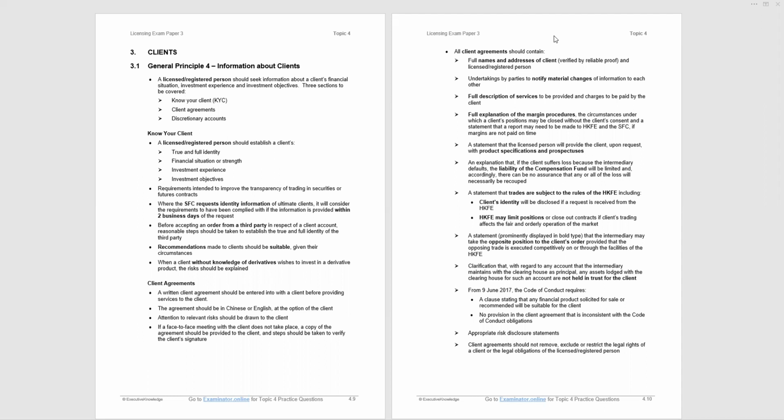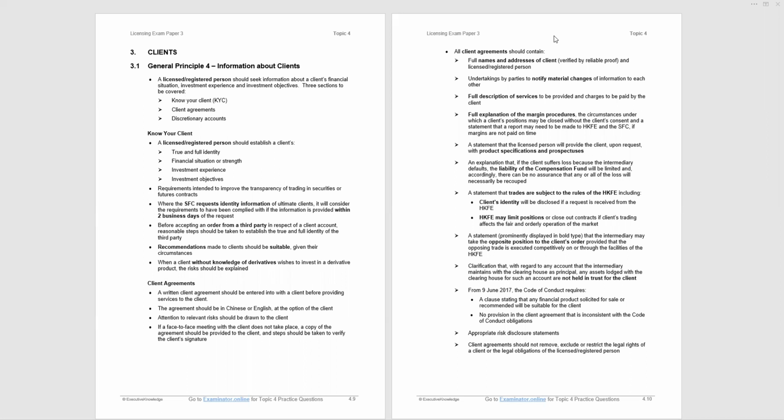The recommendations you make to the client should be suitable given their circumstances. Now, this is Code of Conduct material that you may have seen in other papers. It's exactly the same. And when a client without knowledge of derivatives wish to invest, then you or the intermediary should explain those risks to the client.